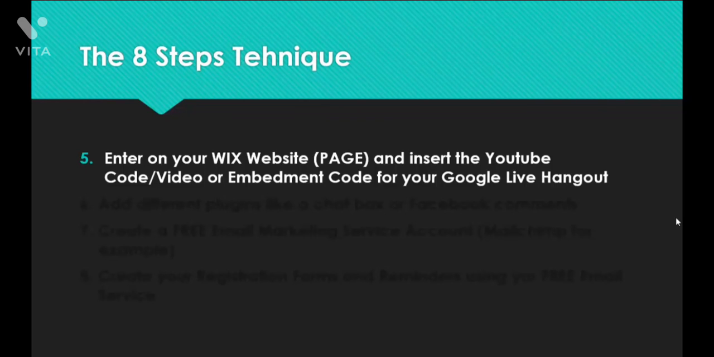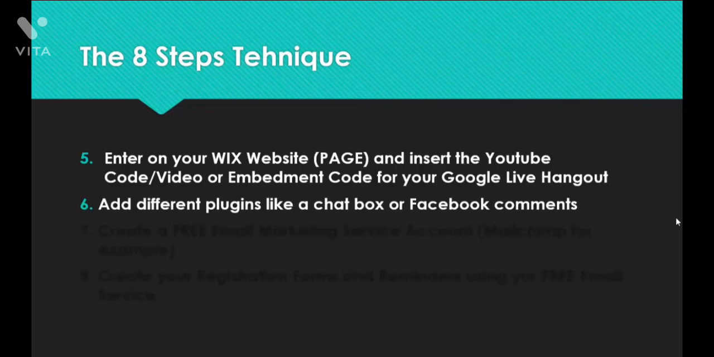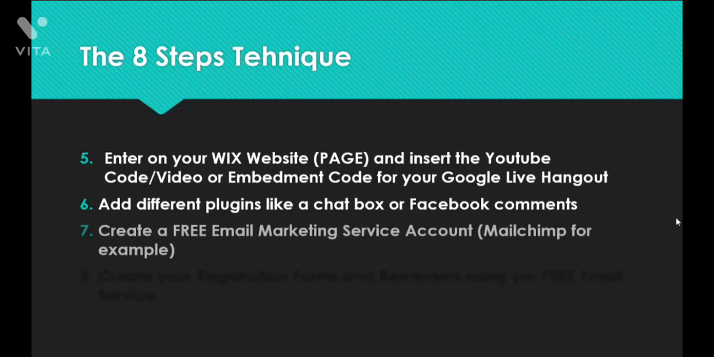You insert the YouTube video code or an embed code for your Google Live Hangout there on your page, wherever you want the video, the actual webinar, to appear on the page. You can add different plugins there, like a chat box or Facebook comments to that page if you want to, and I will show you an example for that.